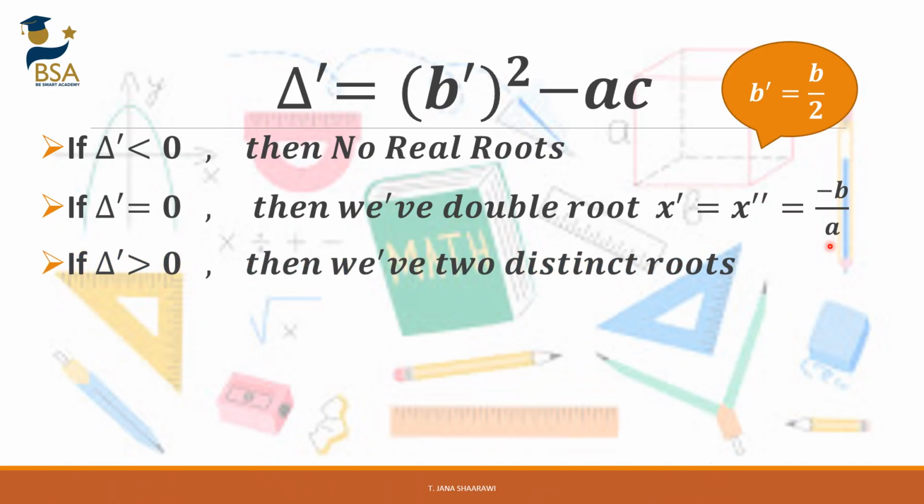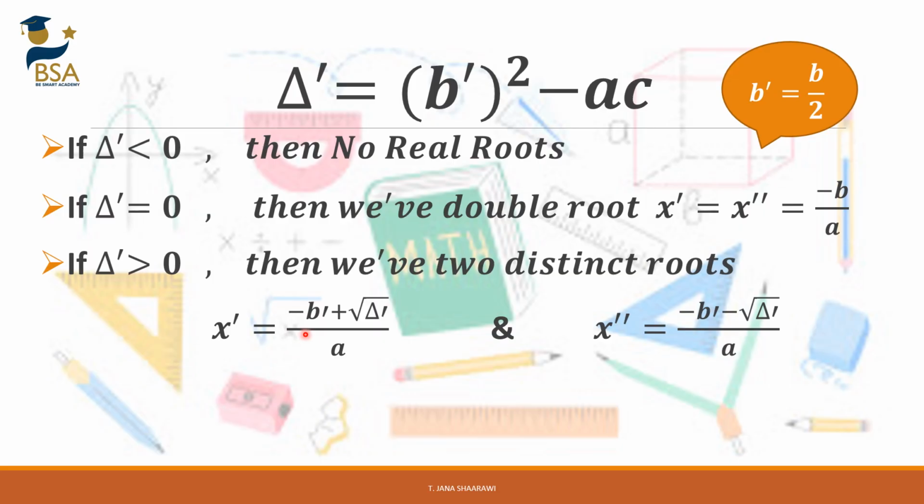If delta prime is positive, we have two distinct roots. The two distinct roots are x prime equal minus b prime plus radical delta prime over a, and x double prime equal minus b prime minus radical delta prime over a. So these rules are to be memorized very well.